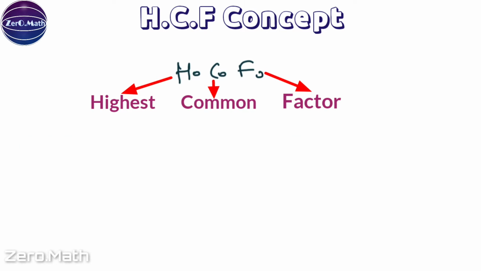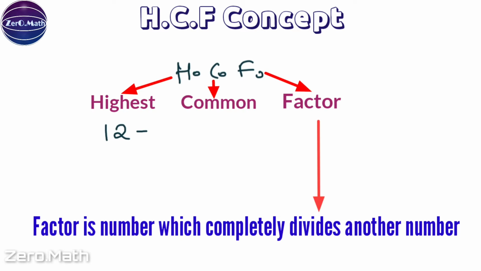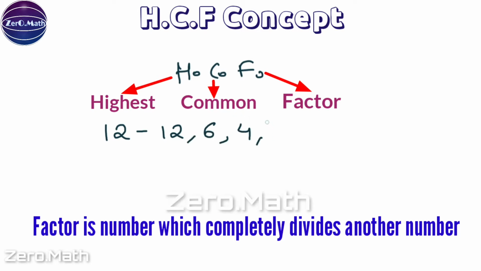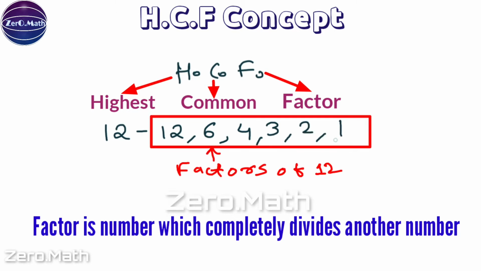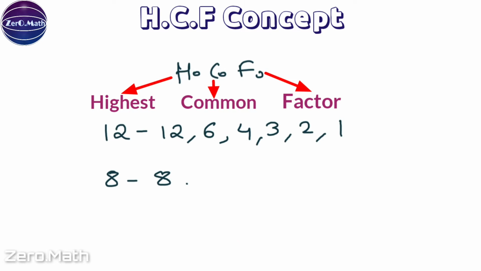Let's first understand the meaning of word factor or divisor. So factor is a number which completely divides another number. For example, the factors of number 12 are the numbers by which 12 is completely divisible. So 12 is completely divisible by 12. It is completely divisible by 6, 4, 3, 2, and 1. So these are all the factors of 12. Similarly, let's find out the factors of 8. So 8 is completely divisible by 8, 4, 2, and 1. So these are all the factors of 8.